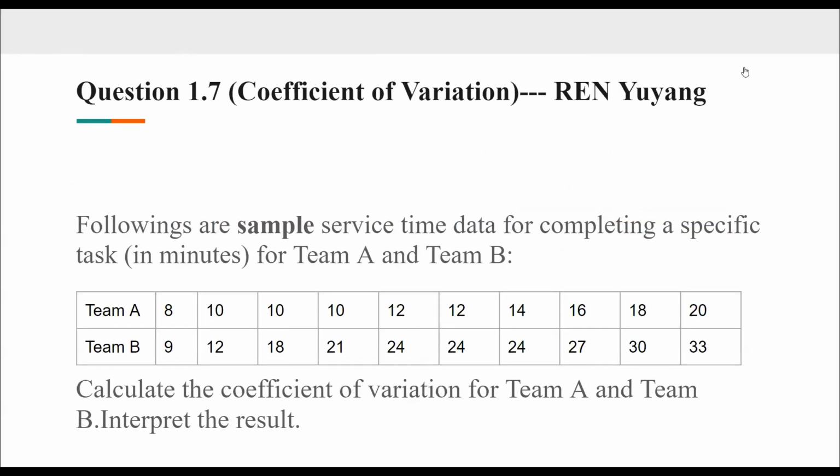Thank you, Zhang Xiaohan. The question is 1.7 now. It is about the coefficient of variation. Following are sample survey time data from completing a test from Team A and Team B. Calculate the coefficient of variation for Team A and Team B. Next, please.